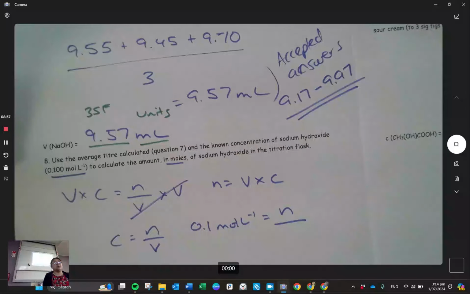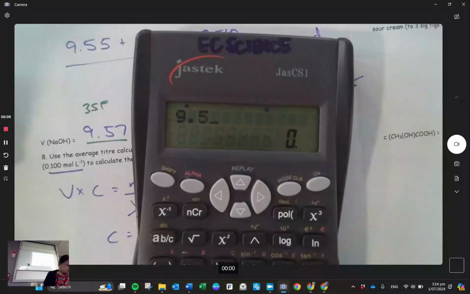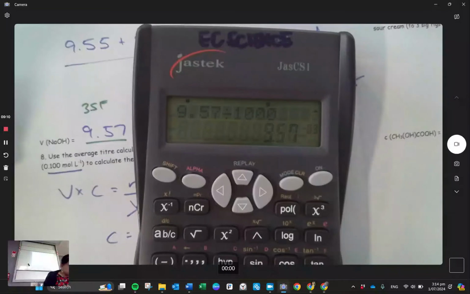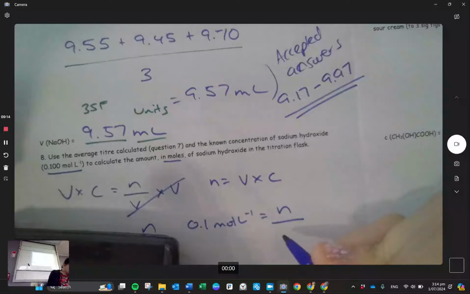But other people don't. Now, I have to be mindful that my volume needs to be in liters instead of milliliters. So I need to divide it by 1,000. So 9.57 divided by 1,000 is 0.00, I believe.